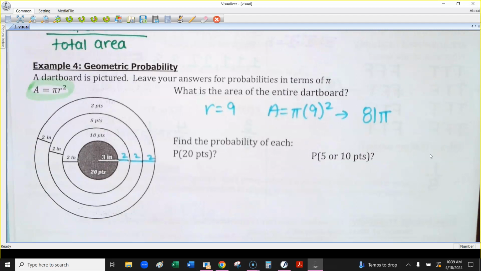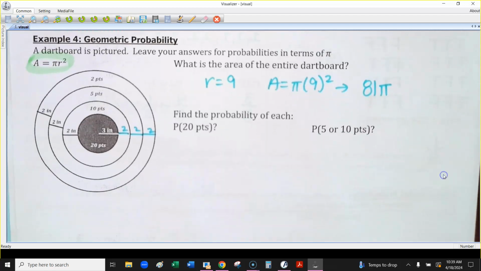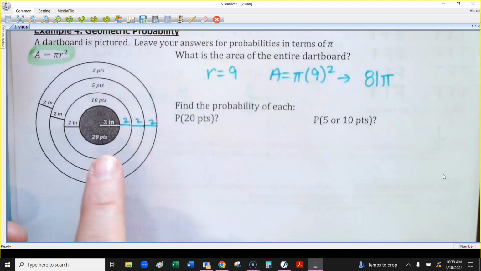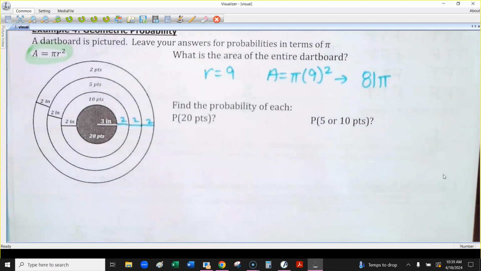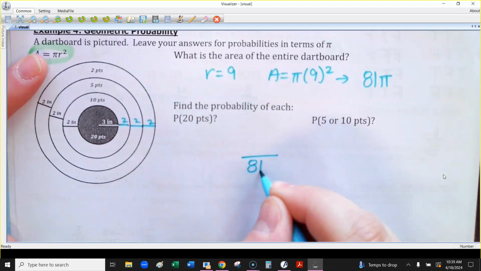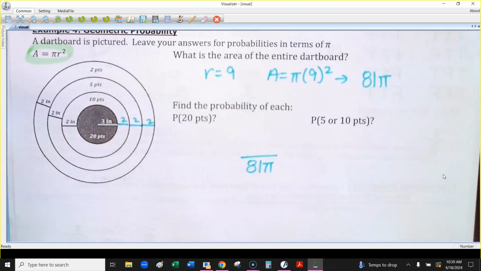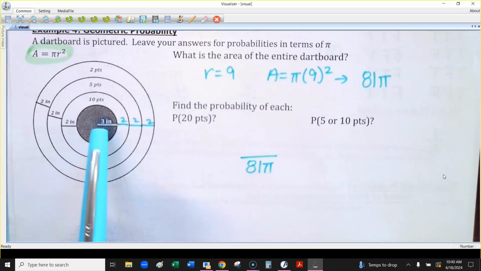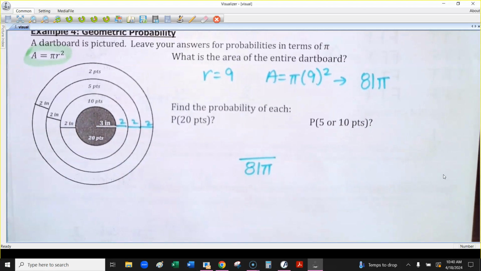Okay, now find the probability I would land in the bullseye. That's the 20-point area, right? So how would you find the area of the 20-point region? Because if I want to do geometric probability, it's the area of what I want divided by the area of the whole thing. So I know when I do this probability, on the bottom of this fraction, I got to have 81 pi. I just got to figure out what the area of the event I want is. So if I have my event being that I land in this 20-point region, how would you find that area?